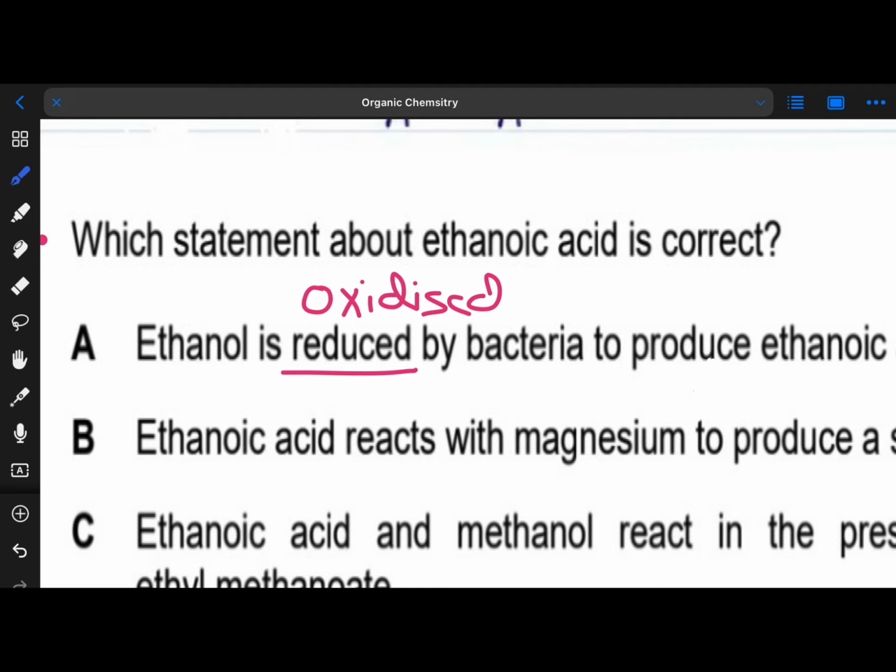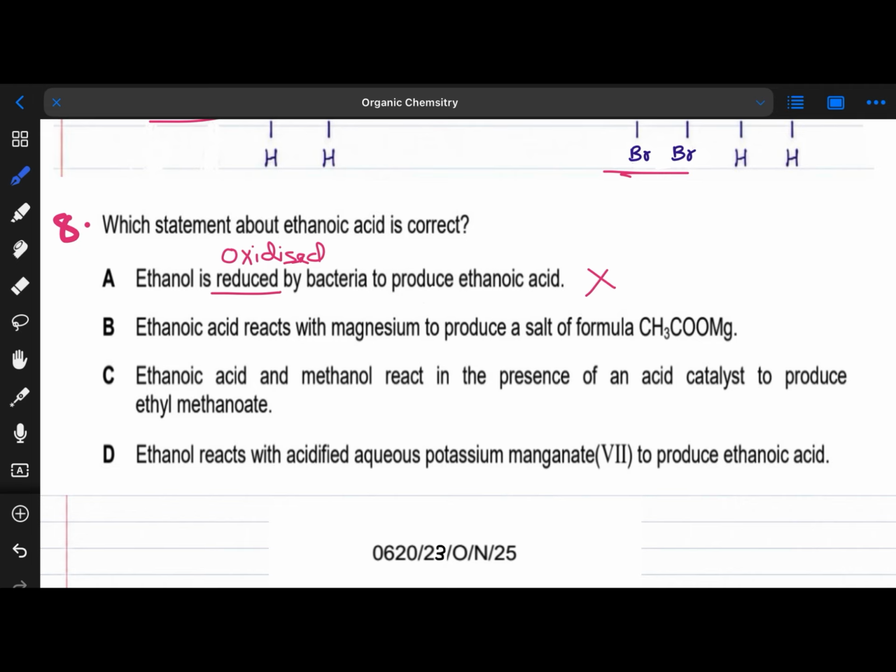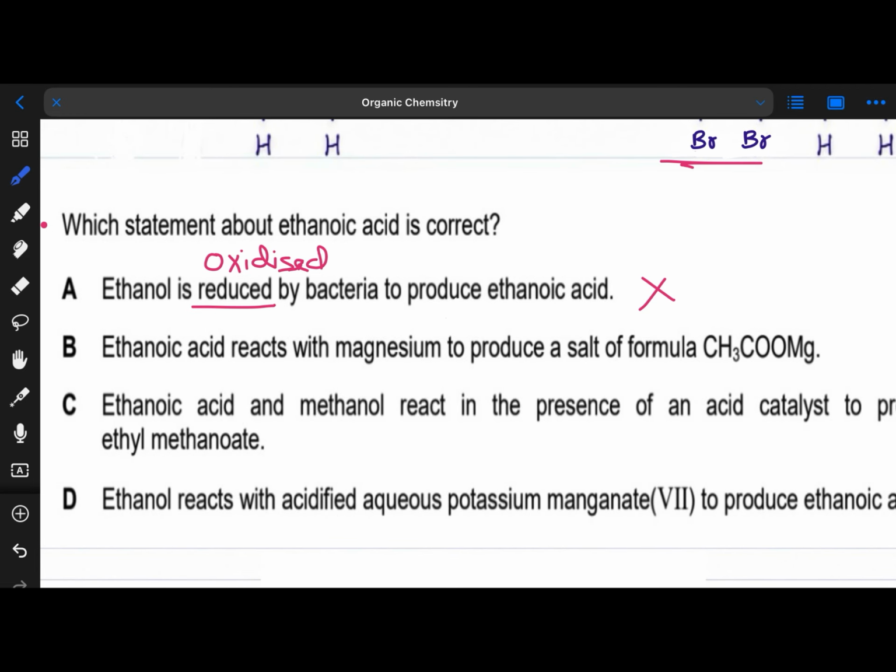So this is wrong. The second option says that ethanoic acid reacts with magnesium to produce a salt of formula CH3COOMg. Let me show you how to form this compound. And later we're going to see whether the molecular formula of this compound is correct or not.